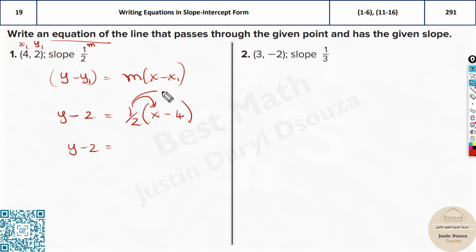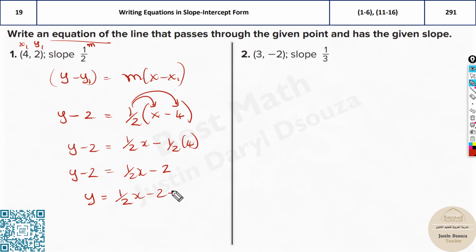This half is multiplied inside the bracket. This quantity will be multiplied by half both the sides. And then we will get half x minus half times 4. Let's solve this up. It will be half x minus half of 4 is 2. And here what do we have? Y minus 2. Now take this minus 2 to the other side because y must be alone at left side and then all the other things at the right side. So it will be half x minus 2 plus 2. The equation is half x. That's it. This is the answer.